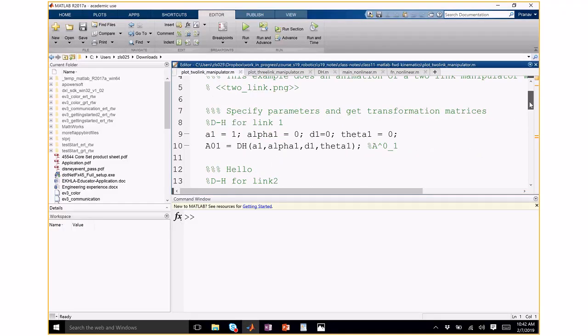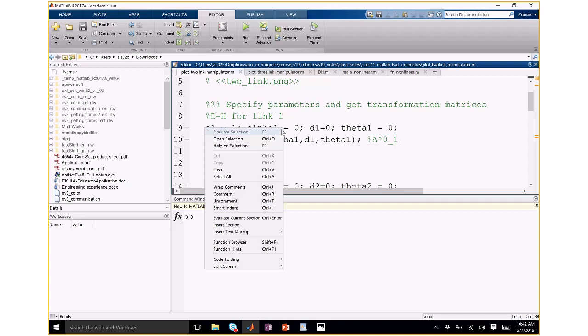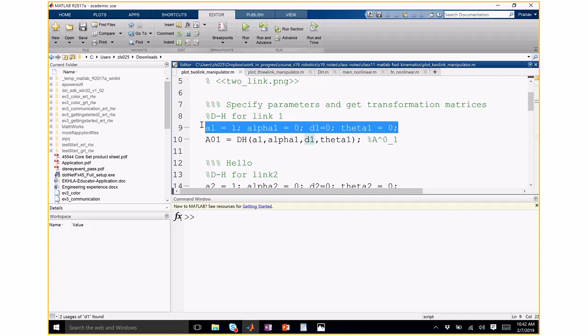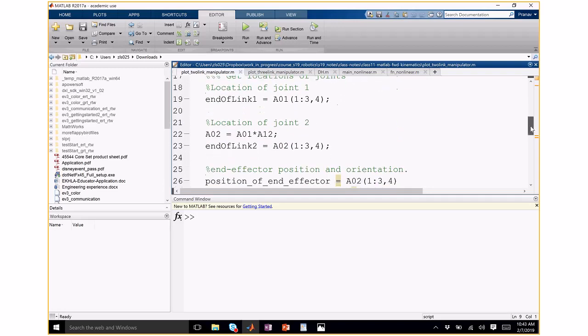What I do is, I take the first row of the DH table. We chose the length to be 1. I found A01. It's as simple as passing all the 3 parameters to the function which I just showed you. Then there's a second link, and that link also has its own DH, which comes from the table. And as I said, you need to get the locations of each of those joints. So end of link 1 is simply A01, 1, 3, 4, the same T10 which I talked about a while back. And then A02 is A01 A12, so that's again 1, 3.